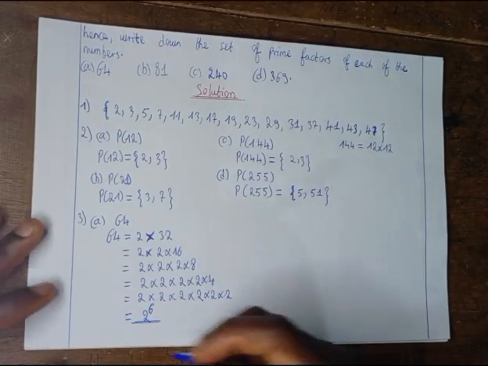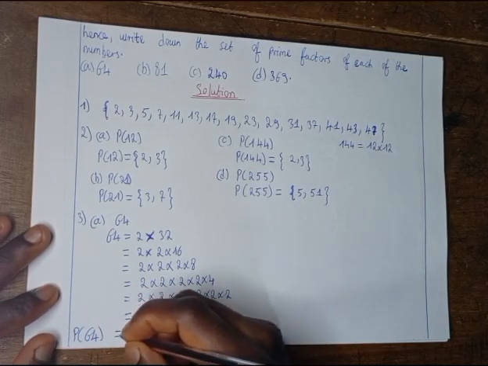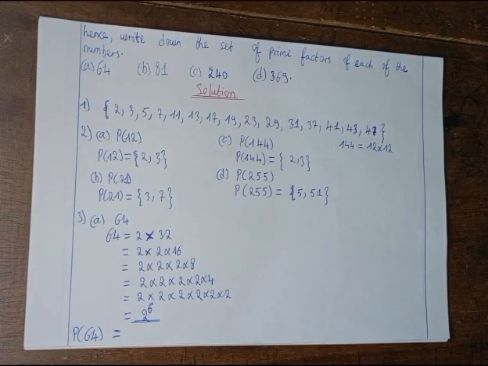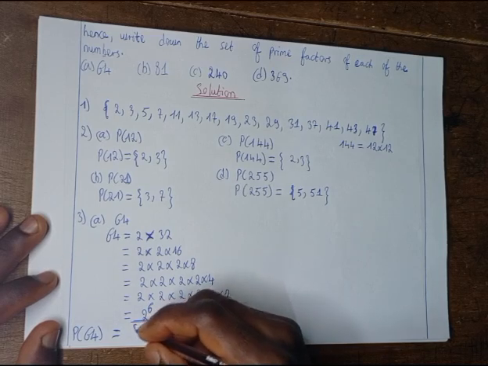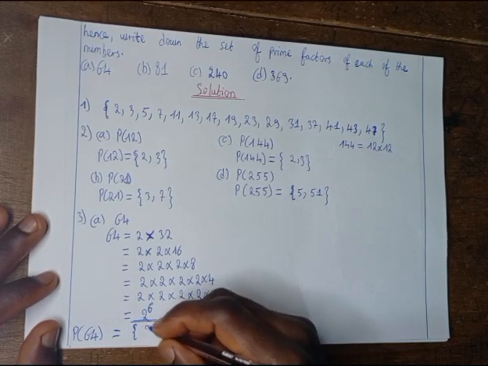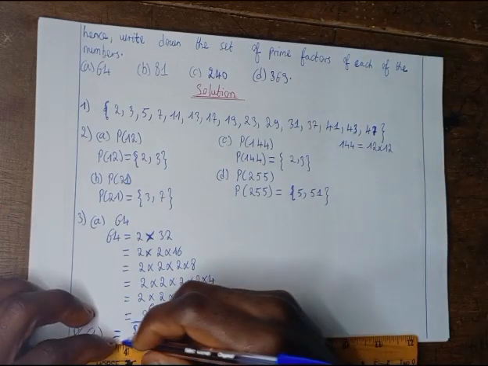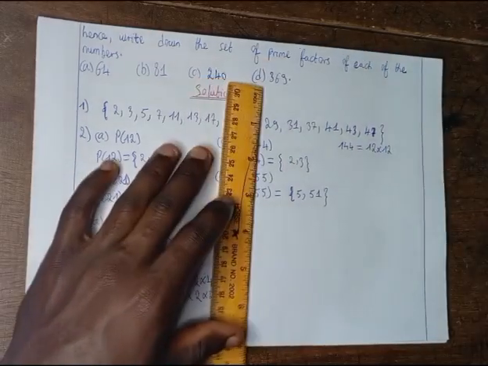Next thing now, we need to write down the prime factors of 64. For us to get the prime factors of 64, we are simply going to copy the prime factors we see in the prime factorization of 64. In the prime factorization of 64, the only prime number we see is 2. So the prime factor of 64 is just 2. And we are done with this. We go now to question B.